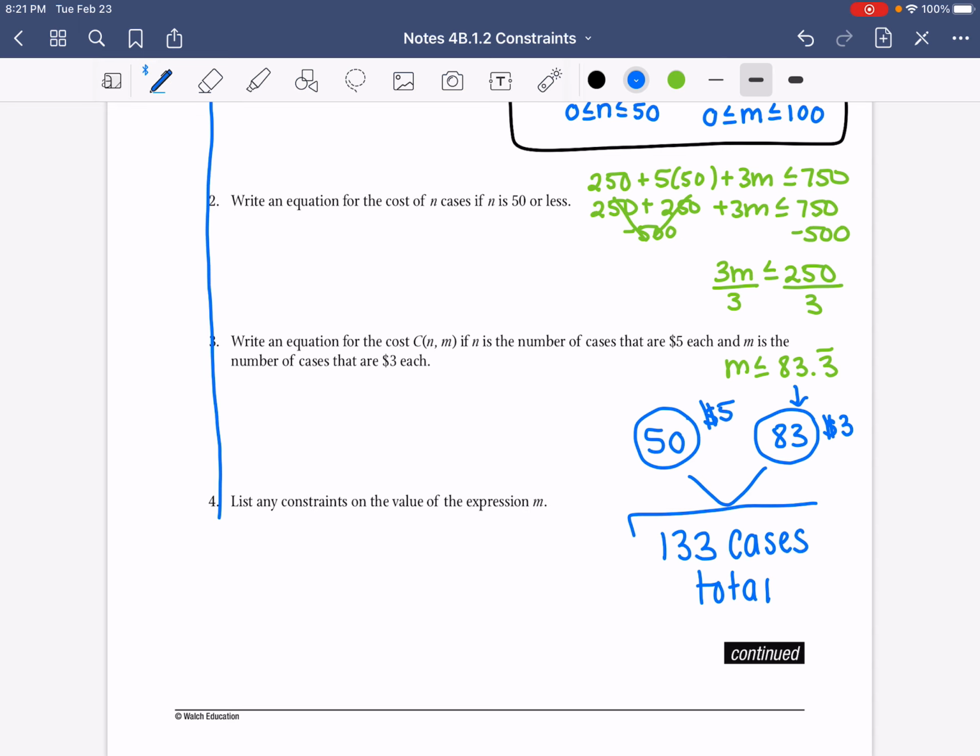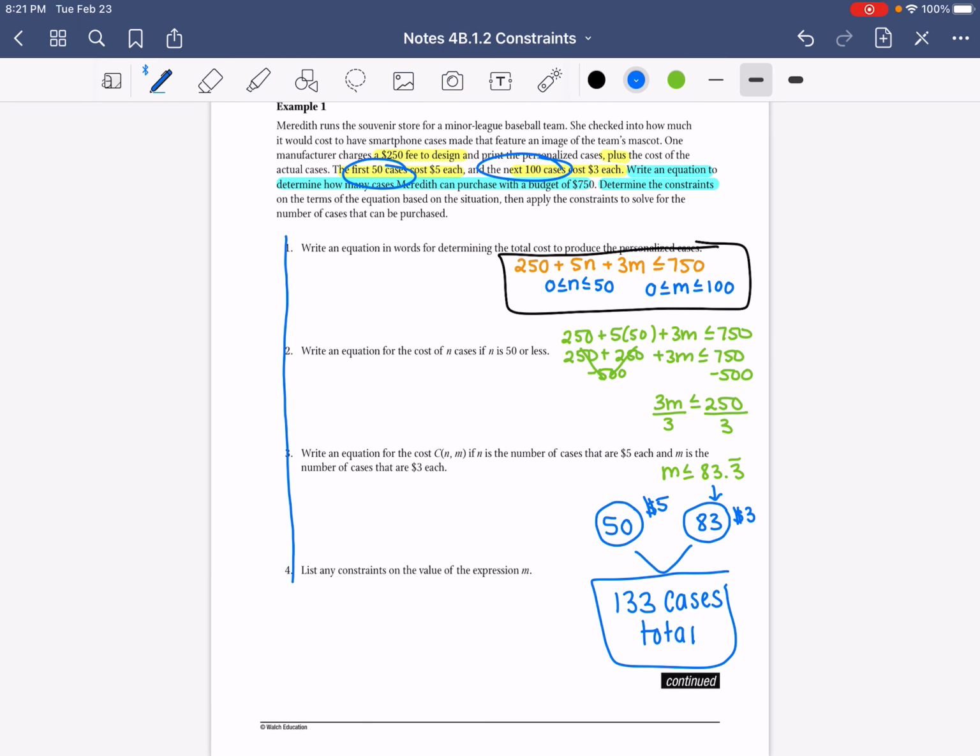So for our word problem, we had two kind of variables. We had our $5 cases and our $3 cases. We just went ahead and assumed she bought all 50. She could go to a maximum of 50. We said she bought a maximum of the $5 cases. That left her with $250 to spend on the $3 cases. That gave us a decimal. We had to round down in order to be able to afford them. So here's our $3 cases, our $5 cases. That's 133 cases total.